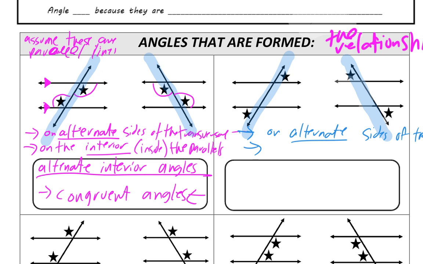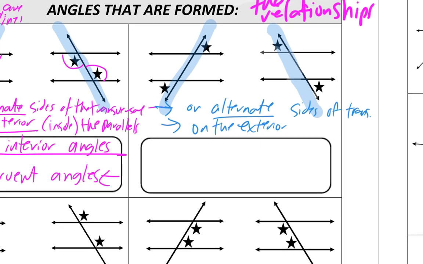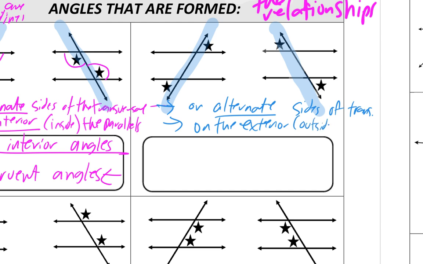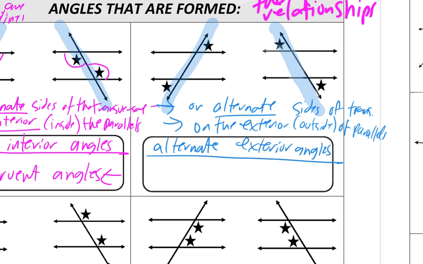And what are they? Are they inside the parallels or are they on the outside? Okay, these are on the exterior, right? Exterior means outside. So they're on the outside of the parallels. Okay, so if they are on the alternate side and on the exterior of the parallels, we're going to call these alternate exterior angles. Okay, alternate exterior angles.